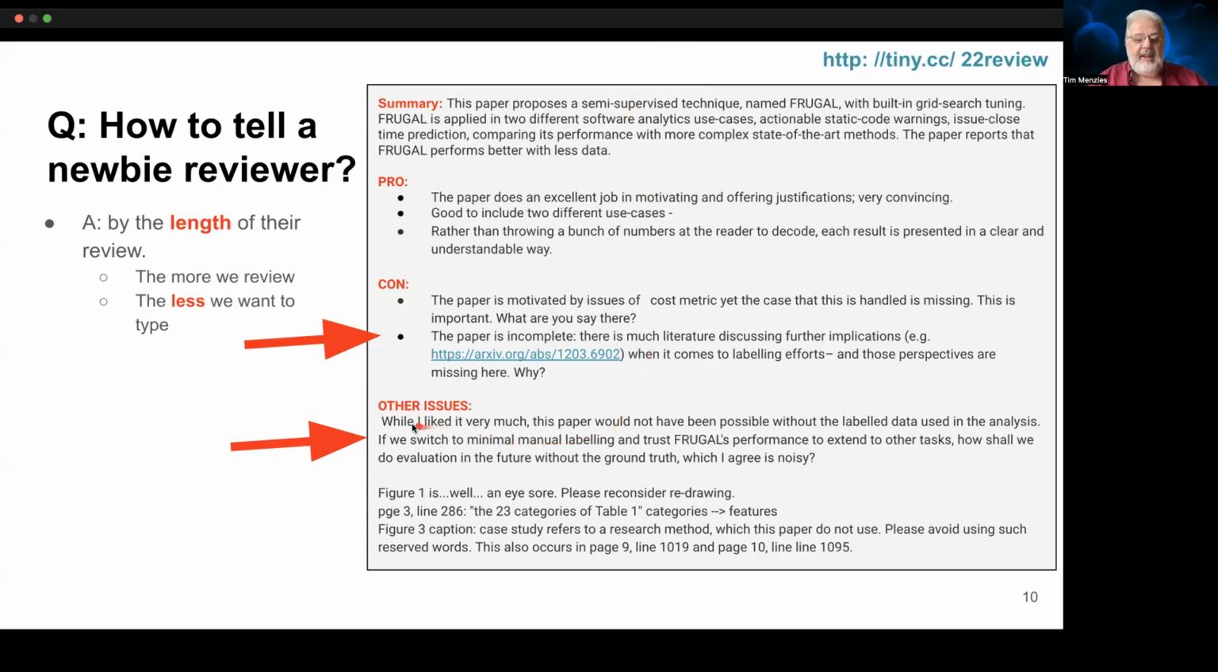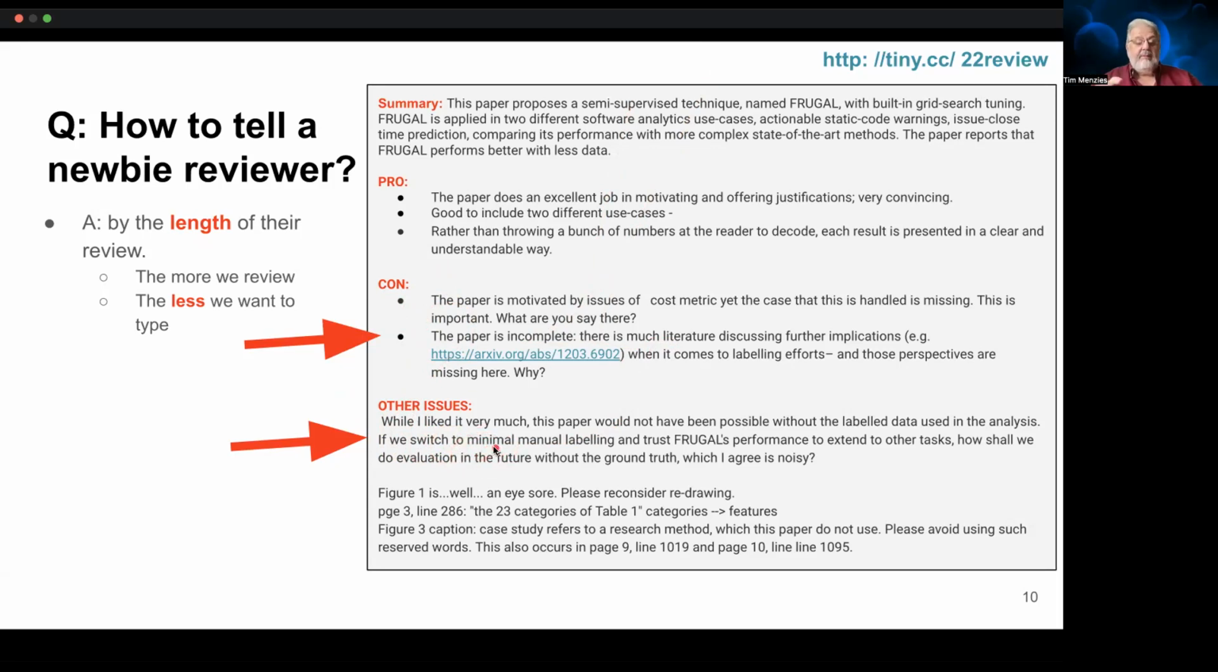Another thing I like, you see how this particular reviewer has separated out their cons from other issues. What this reviewer is saying is, these are things that really bother me, and unless you fix them, I'm not going to accept this paper. And they're separated out from lesser issues.